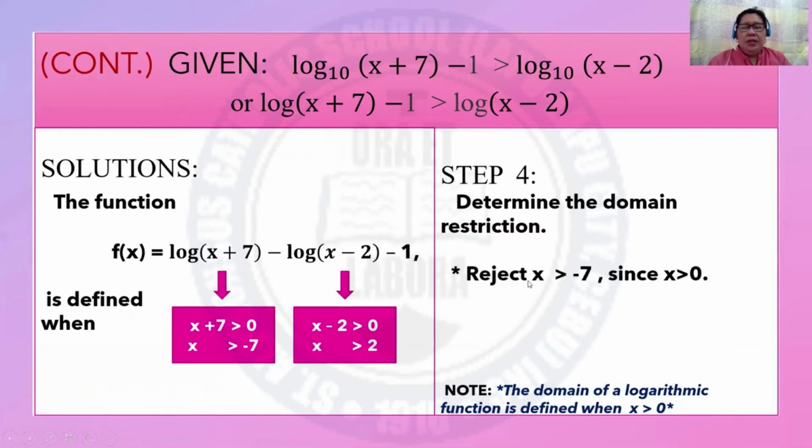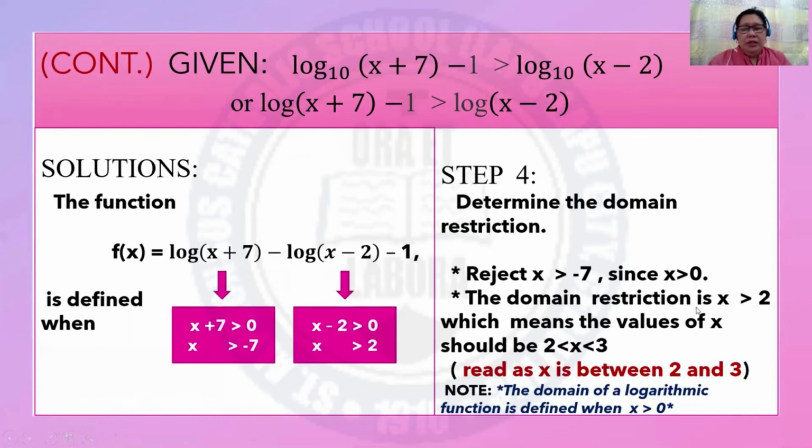All you have to do is to reject x greater than negative 7, since the logarithmic function is defined only when x is greater than 0. The domain restriction means the values of x should be between 2 and 3 only. This expression is read as x is between 2 and 3.